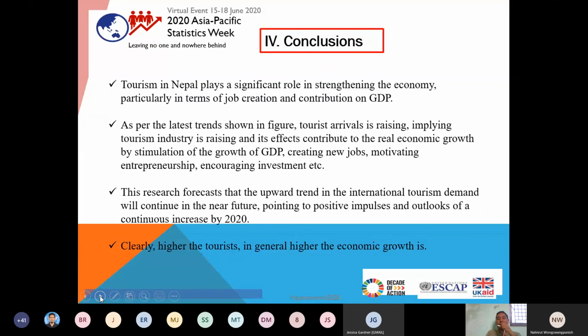Conclusions. Tourism in Nepal plays a significant role in strengthening the economy, particularly in terms of job creation and contribution to GDP. As per the latest trends shown in the figure, tourist arrival is rising, implying the tourist industry is rising, and its effect contributes to real economic growth by stimulating growth of GDP, creating new jobs, motivating entrepreneurship, encouraging investment, etc. So this research forecasts an upward trend, and international tourist arrival will continue in the future, pointing to positive impulses and an outlook of a continuous increase by 2030. Clearly, the higher the tourist number in general, the higher the economic growth is.